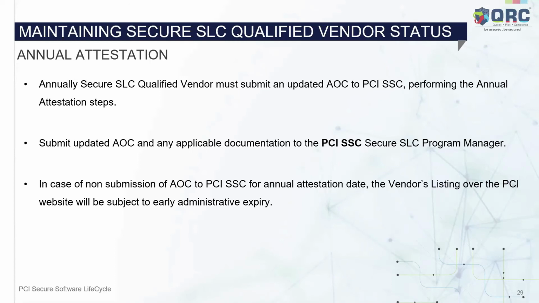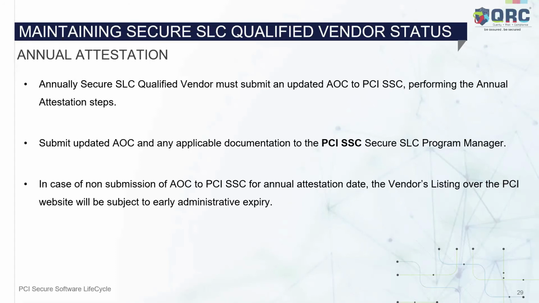We have mentioned any applicable documentation, for example, we talked about delta assessment. Say there are changes in the certified processes of the SLC vendor. They are supposed to identify these changes in a document called the change impact document. They need to list down all the changes which they have made, accordingly update the AOC, and give those documents to PCI SSC. Again, PCI SSC will review the changes which have been made in the systems or processes, and they will review the AOC and give it back to the vendor, stating that this is fine.